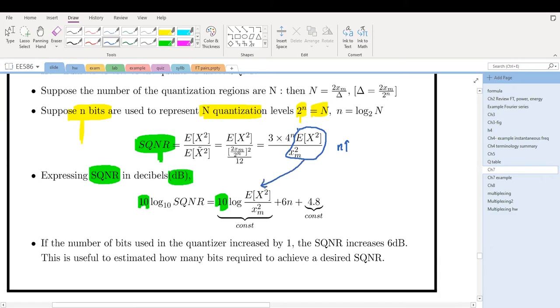So this portion is 10 log 10 of 6. Take the logarithm, and this portion equals 4.8 dB. This is a constant. Using this relationship, we can see that if the number of bits in a quantizer increases by 1, the SQNR increases by 6 dB. This relationship helps us to determine the number of bits for a quantizer given a target value of SQNR.